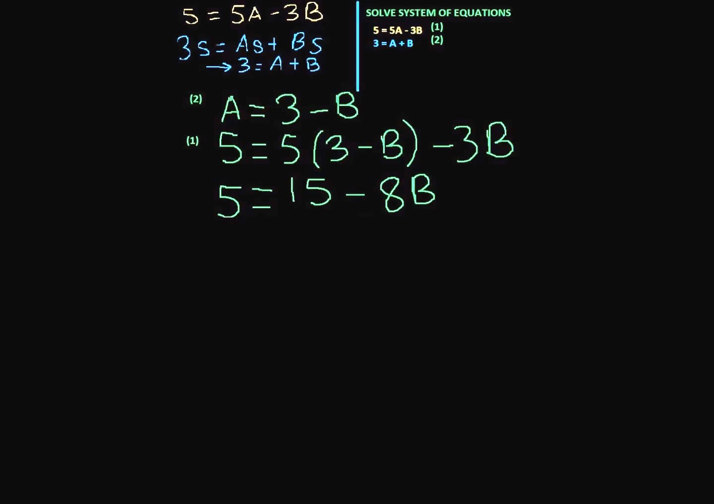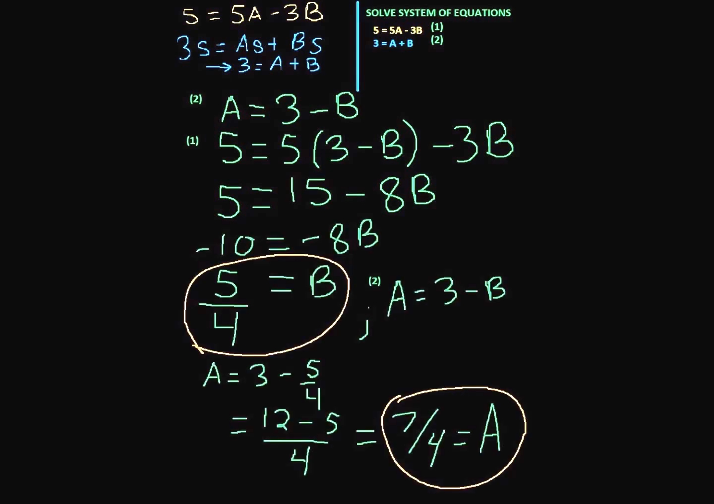Now you have two equations and two unknowns, A and B: 3 is equal to A plus B, and 5 is equal to 5A minus 3B. And solving those equations for A and B, you get B is equal to 5/4 and A is equal to 7/4.